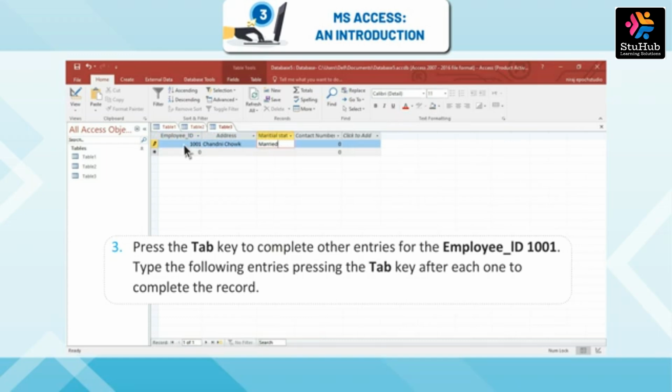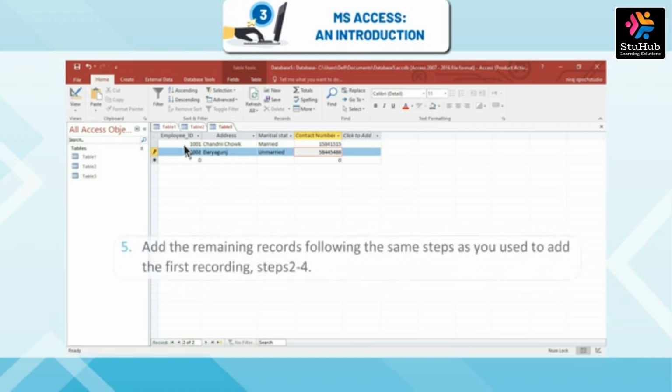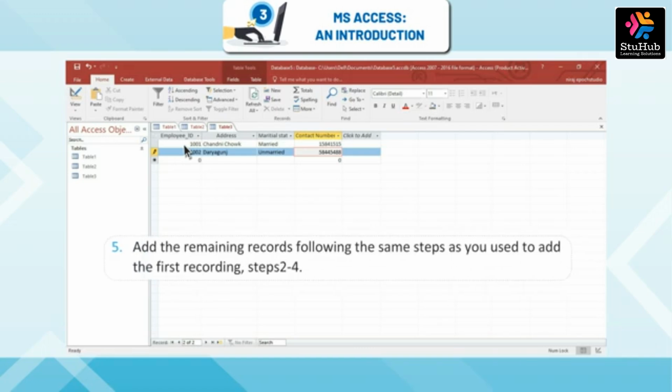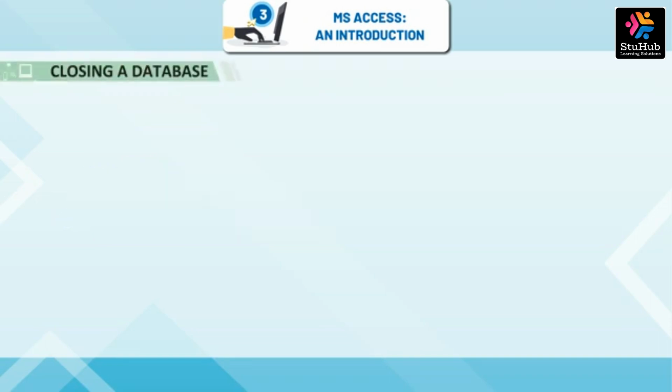Type the following entries pressing the Tab key after each one to complete the record. After typing the last entry, contact number, press the Tab key. The insertion point comes to the ID field in the second row. Add the remaining records following the same steps as you used to add the first record, steps 2 to 4. Fact Corner. In Datasheet view, the table is represented as a collection of rows and columns called a datasheet.